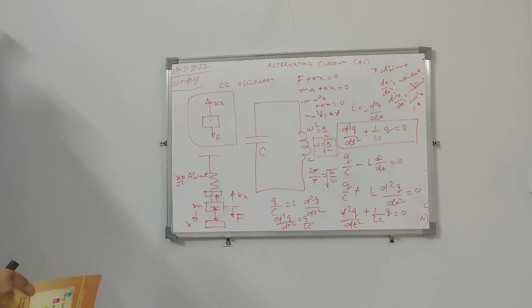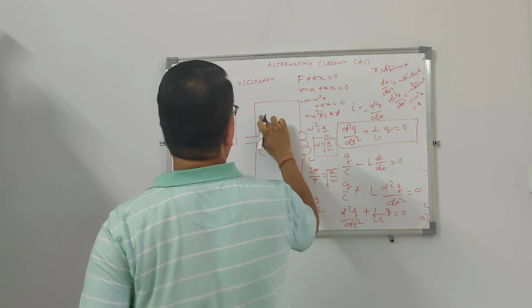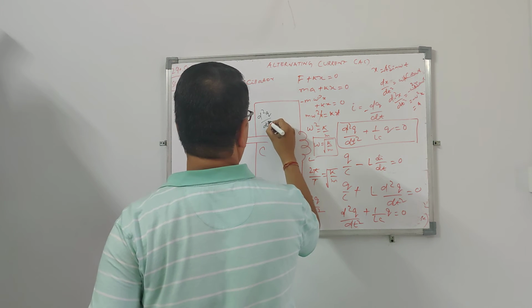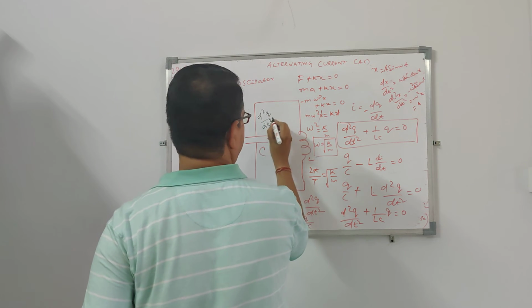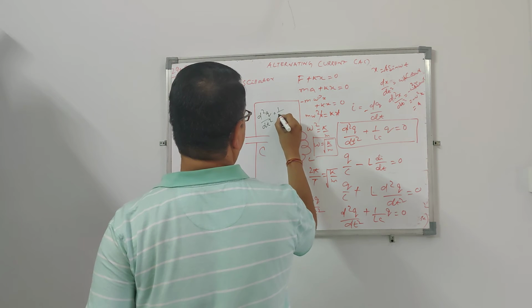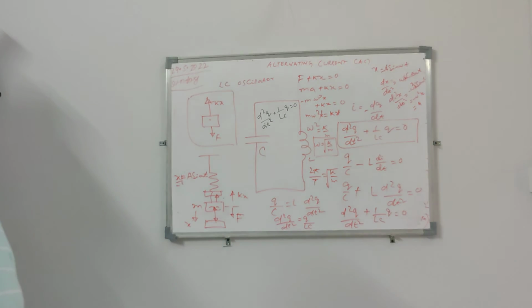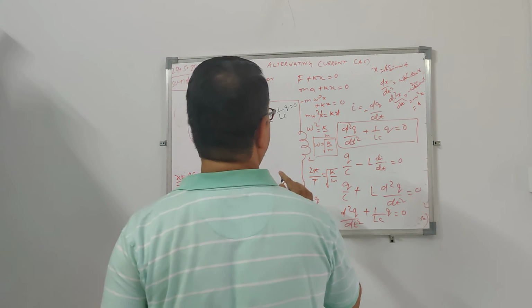One is the electrical equation and one is the mechanical equation. We need to compare those two and then find out the frequency of an oscillator. So my electrical equation is d square q by dt square plus 1 by LC into q is equal to 0. You can see the similarity between electrical and mechanical. This is your electrical equation.